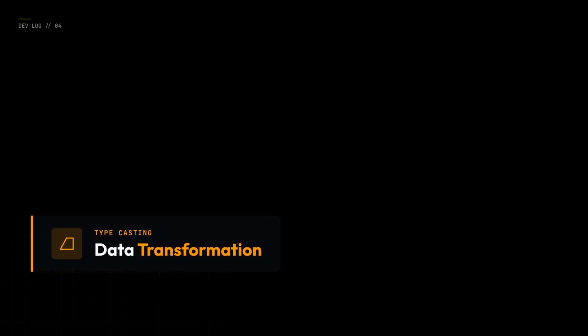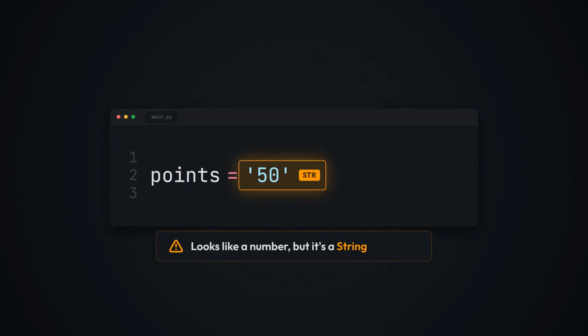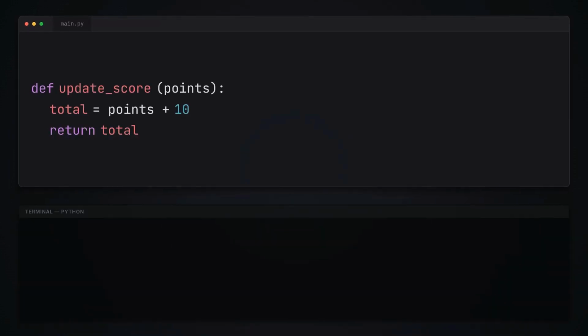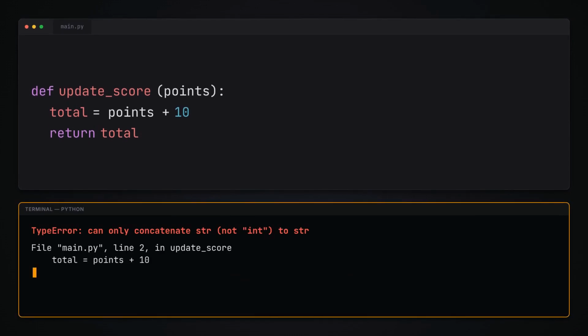Now that our code is well documented, let's learn how to make it flexible. Sometimes Python stores data in one format, but our program needs it in another. This is called typecasting. Think about a variable like points stored as text inside quotes. To you and me, it looks like 50, but to Python, it's just a sequence of characters, no different from a word. If you try to add 10 points to it, Python will crash. It doesn't know how to add a mathematical number to a piece of text.